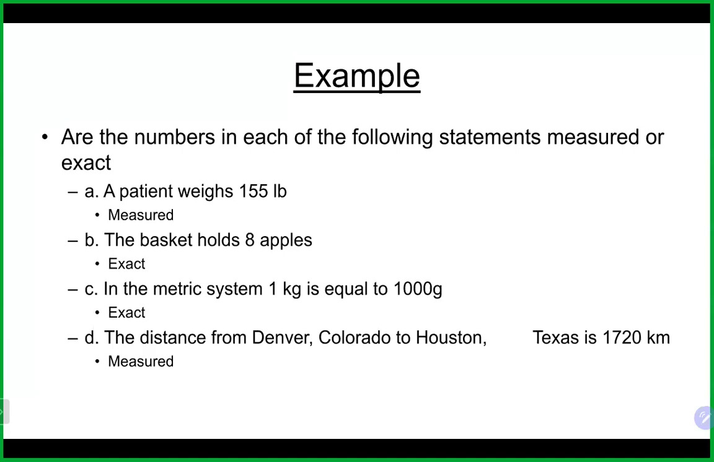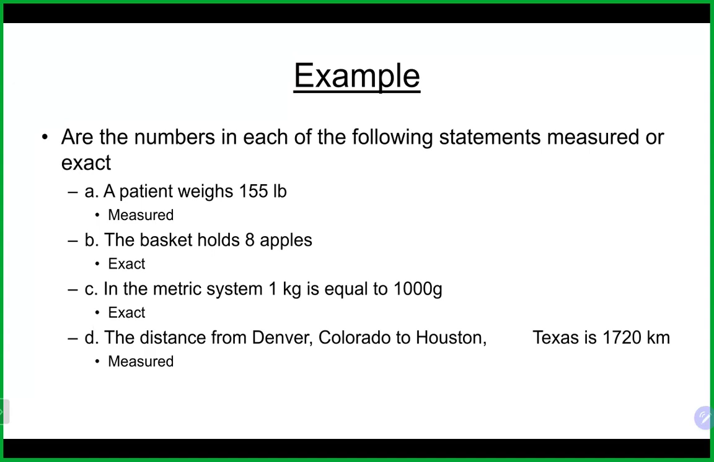Again, if we have a basket with some apples, you're just going to simply count how many apples you have, which would make it an exact number, which could have unlimited number of significant figures. 1 kilogram is equal to 1,000 grams. That is, again, a definition or equality, and that would be an exact number. And the distance from Colorado to Texas there is 1,720 kilometers. That would definitely be a measured one.